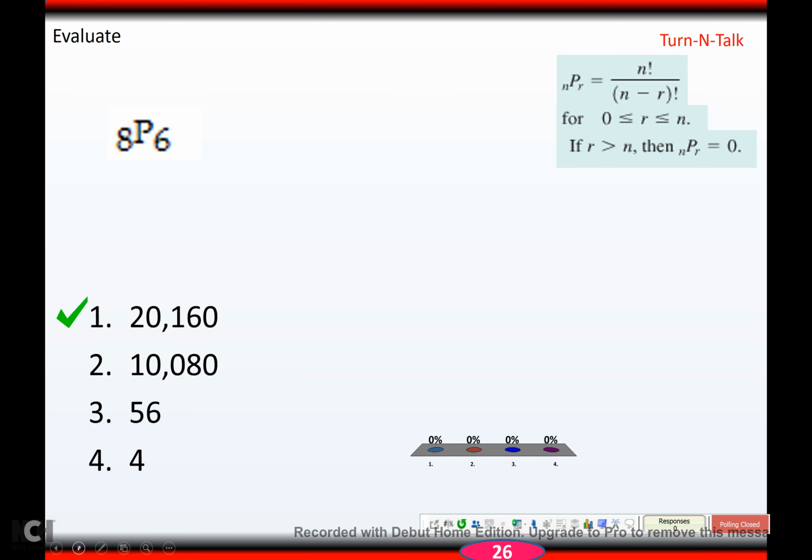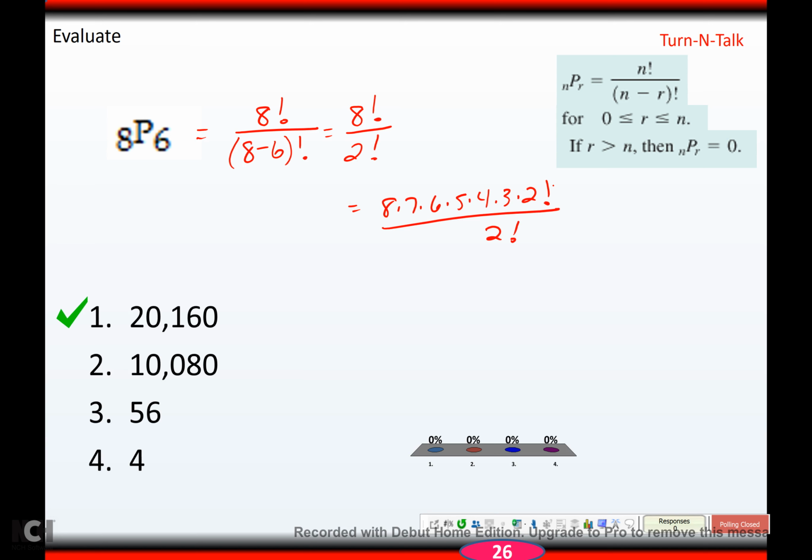And hopefully you got 20,160. This is going to be 8 factorial over 8 minus 6 factorial, which is 8 factorial over 2 factorial, which is 8 times 7 times 6 times 5 times 4 times 3 times 2 factorial over 2 factorial. The 2 factorials cancel, and my answer is 8 times 7 times 6 times 5 times 4 times 3, which is that. Or you can type it in the calculator. 8 nPr 6 is 20,160.